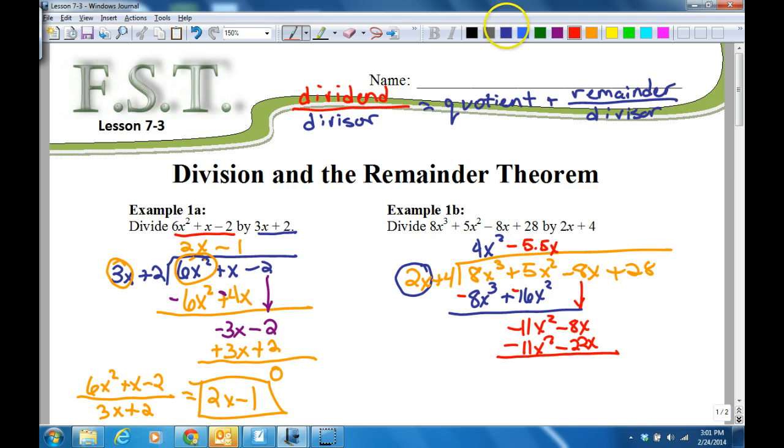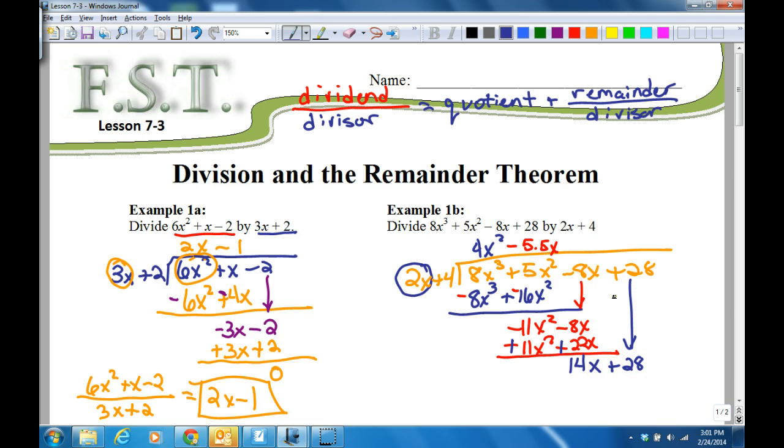Okay, so now I'm going to change my signs again here. The 11s cancel. What is negative 8 plus 22? Nope, one's a negative and one's a positive. You have to change the signs every time. Yep, 14. Now I'm going to bring down the 28.